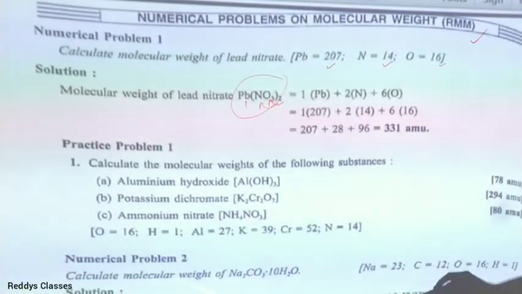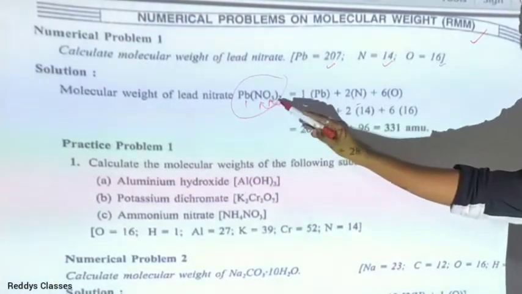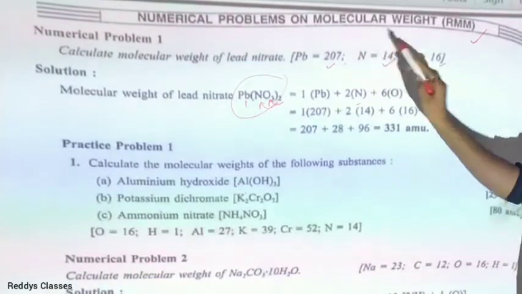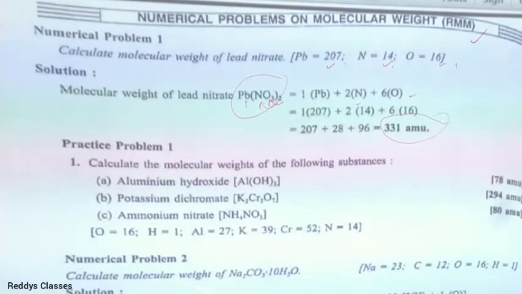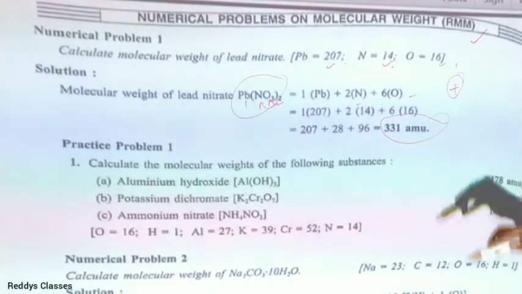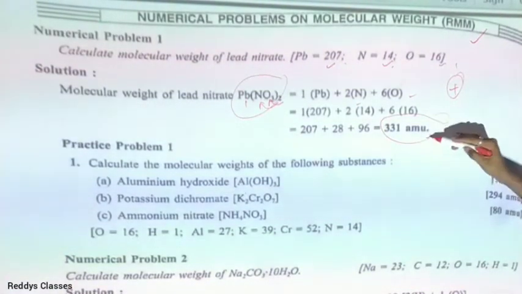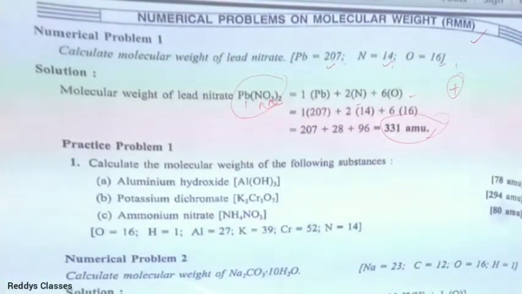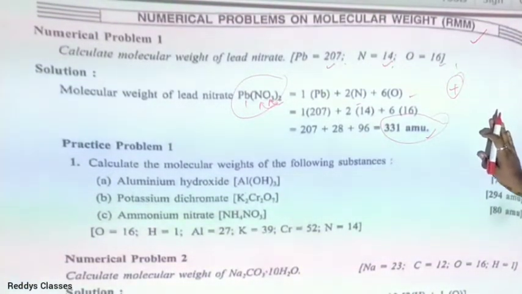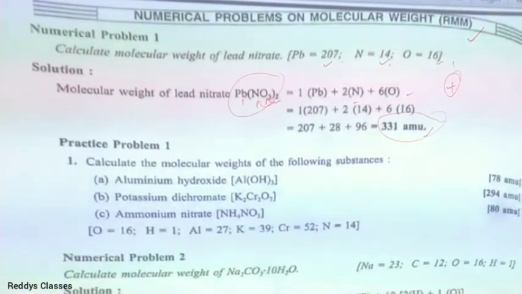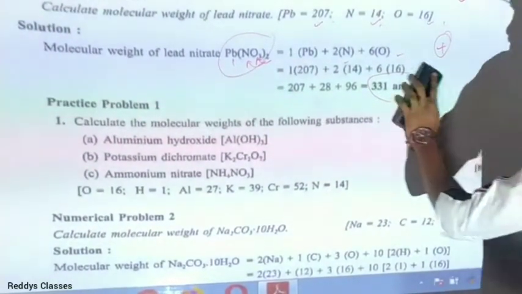So we get 2 units, and 2 threes are 6. Let us use these values and put them in. If I add up, as I said, we have to use addition, the sum of all of it. So I got the RMM as 331 atomic mass unit. We have more problems given here, so let us go forward and see some problems.